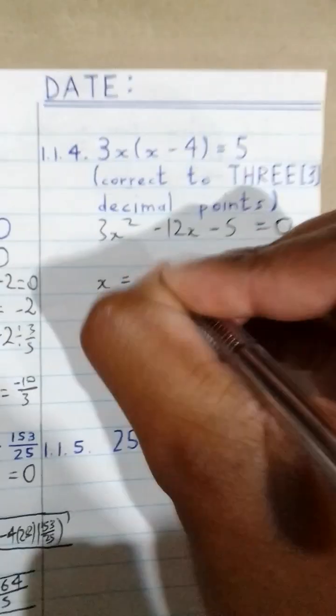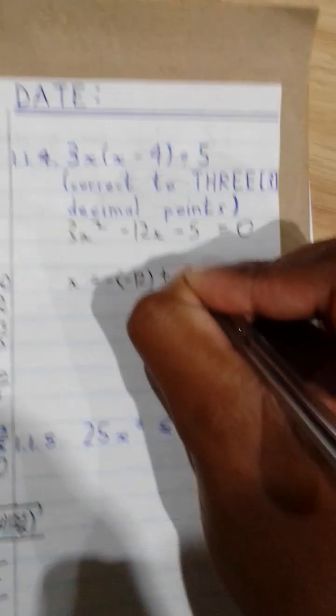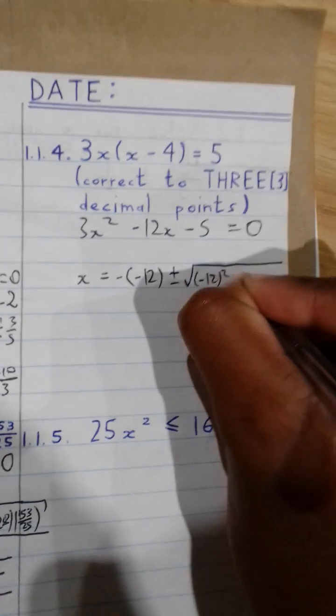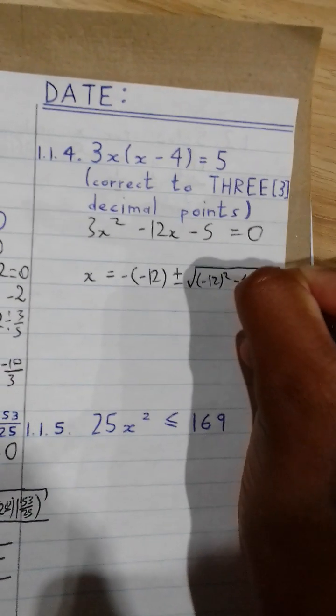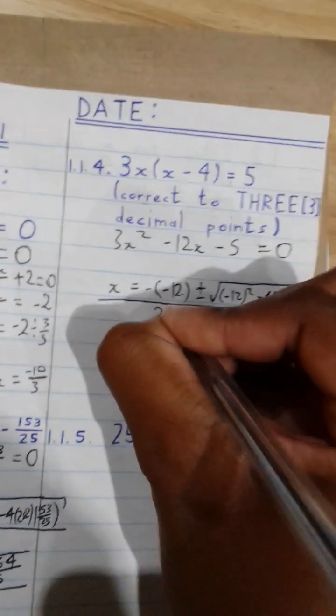X is minus b, which is negative 12, plus minus square root of b, negative 12 squared, minus 4, a is 3, c is negative 5, all over 2, a is 3.